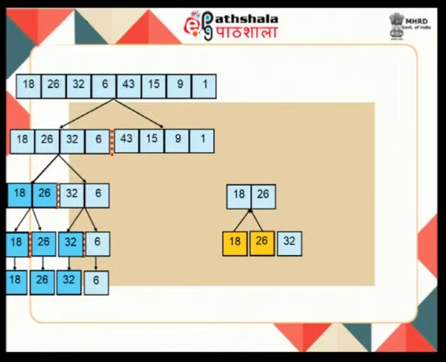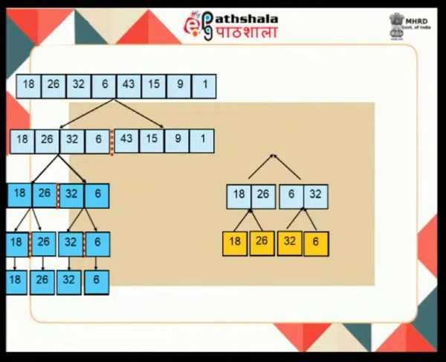I merge these, and now I can combine these two by merging. It becomes 6, 18, 26 and 32. This is the sorted sequence of the first half of this particular unsorted array.